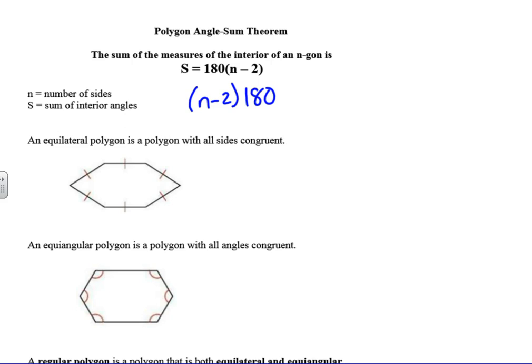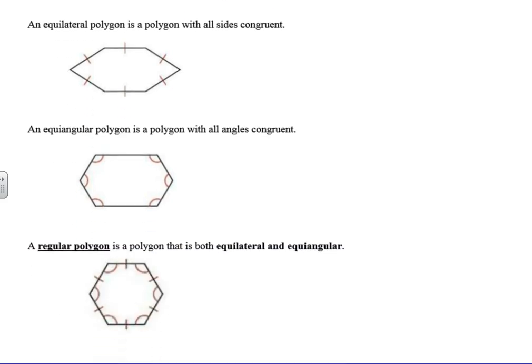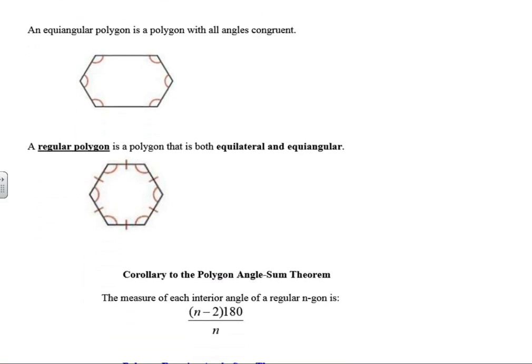Now, an equilateral polygon is a polygon with all sides congruent. Notice the tick marks. An equiangular polygon is a polygon with all angles congruent. Notice the angle tick marks. A regular polygon is both equilateral and equiangular. So this is a key vocab term. Regular means that it's equilateral and equiangular.